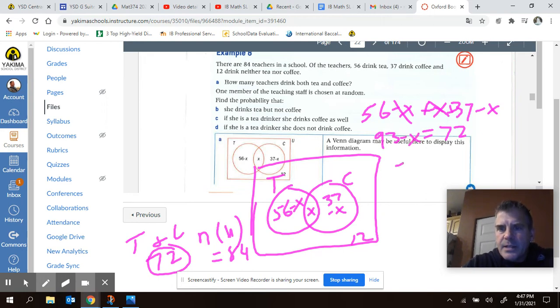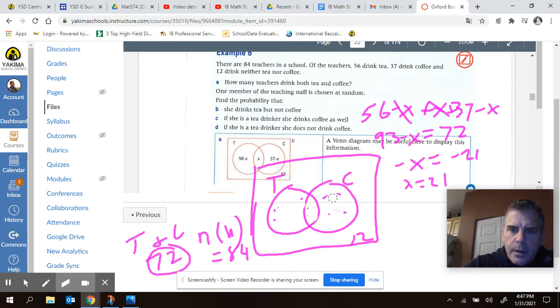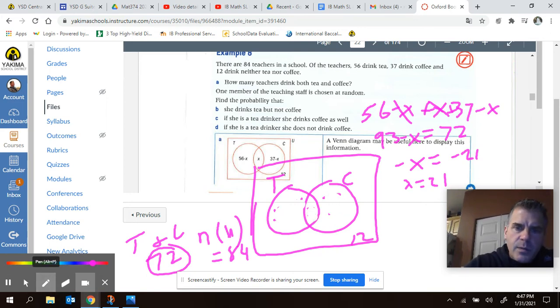Subtract 93 from both sides, so we get negative X is equal to negative, what is that, 21? Make sure I did my math right here. Yep. And so X is equal to 21. So our overlap is 21 people. And so now we can recreate this so that it's legitimate with its numbers. We don't need this anymore, so I'm going to erase this out of here. And we can do that process. We can go, okay, well, this is 21 in the middle.